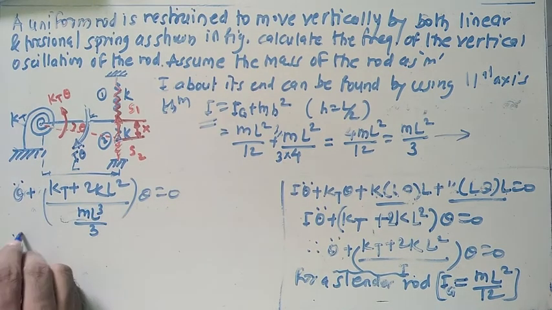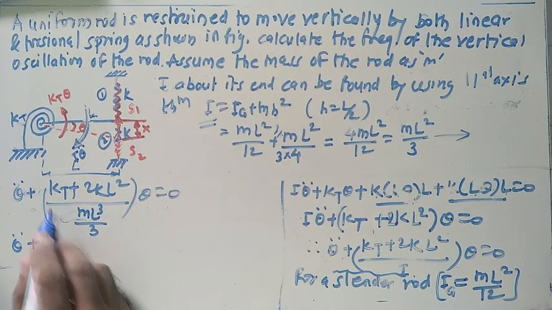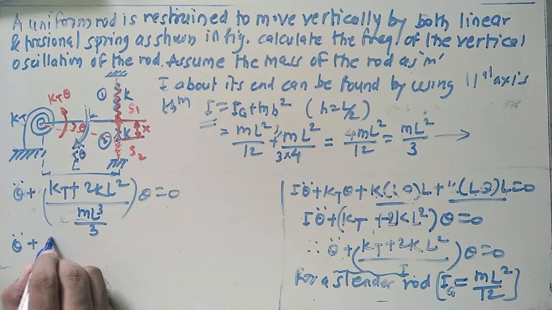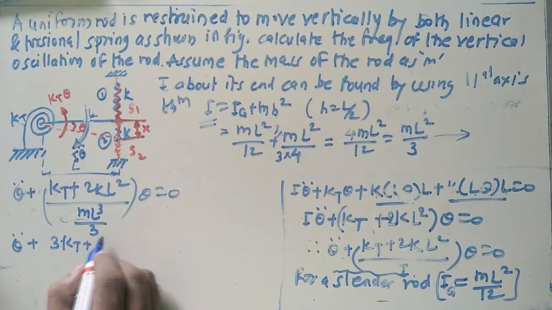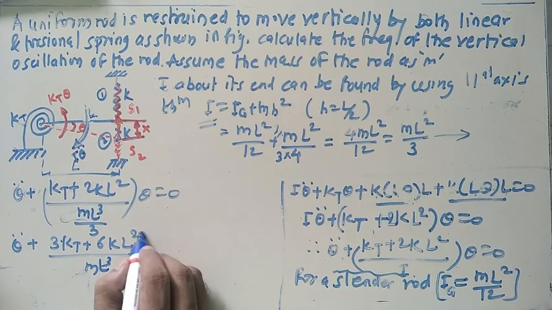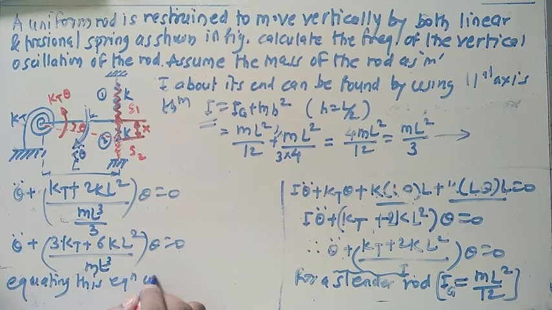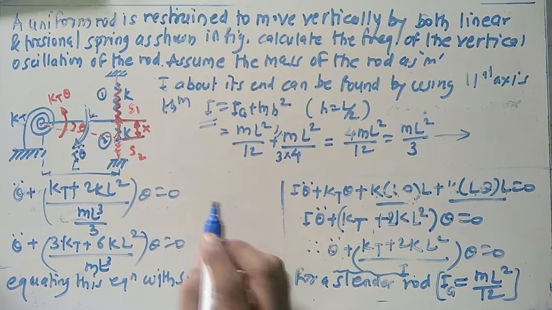You can get theta double dot plus, this term comes into the numerator, 3 kt plus 6 k L square divided by 3 into m L cube, into theta. Now our task becomes very easy. Compare this equation with the SHM equation, and you can get a direct answer for frequency.